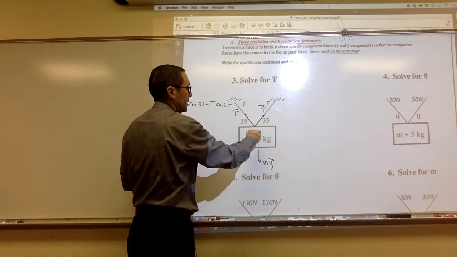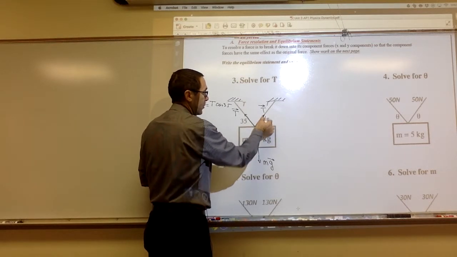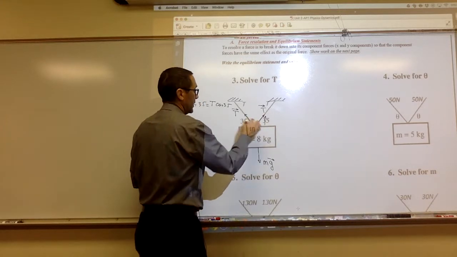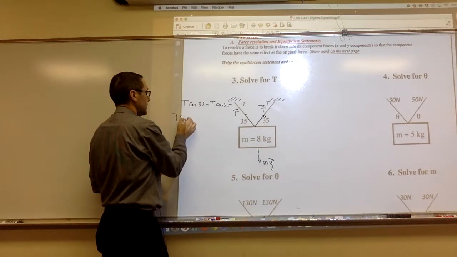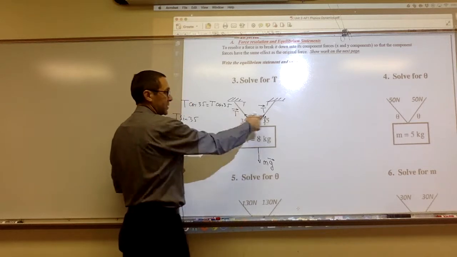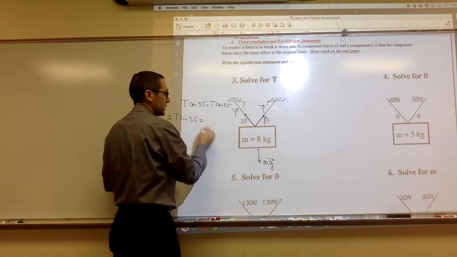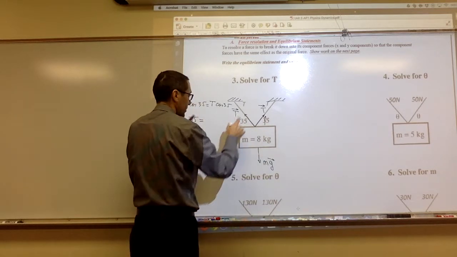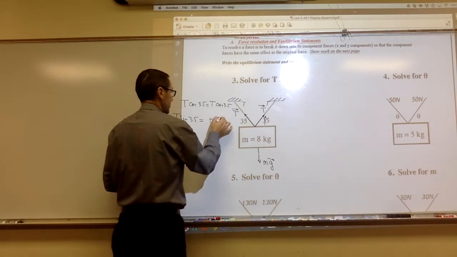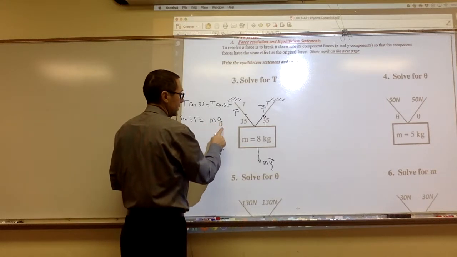In the y direction, I can see that there is a y component of this T that's pointing up, right? We don't draw components on the force diagram. That should be T sine 35 plus another T sine 35, because the T's are the same. So I can just say this is 2T sine 35 equals whatever is acting down. This is basically Newton's second law with no acceleration, equals mg. So the mass is 8, the g is 10.